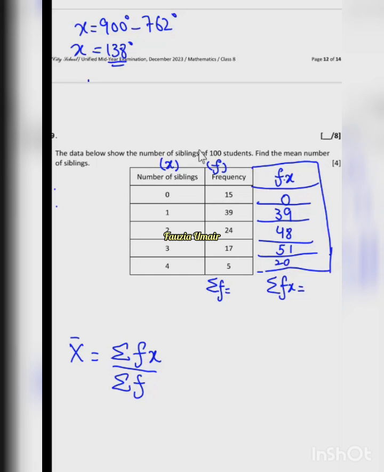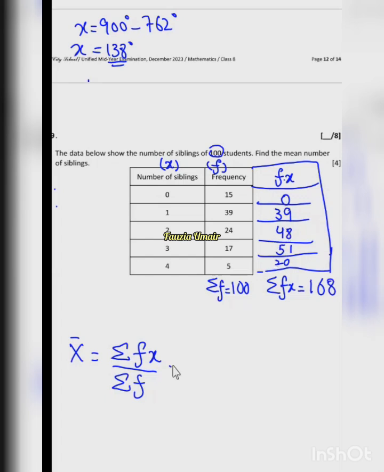So now what is sigma f? I already know. 51 is already done. I have already filled the table. So sigma f, it is given to me also that it's 100 students. So I know that if I add all these frequencies, I will get 100. Sigma fx is, can anyone tell me quickly? I think 168. It is 168 if you add all the values of fx.